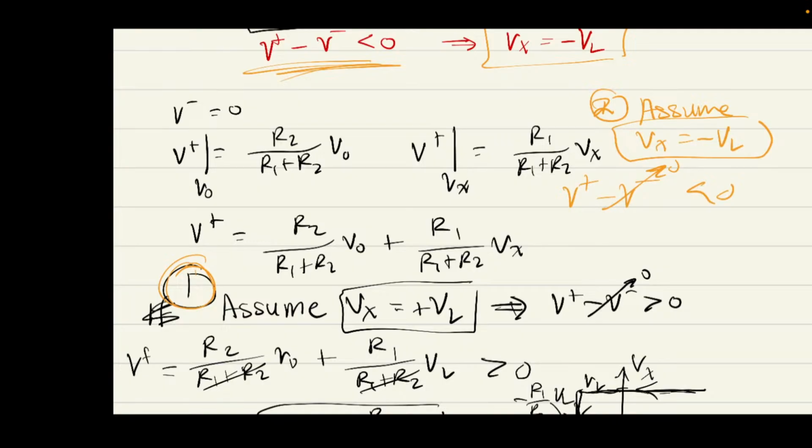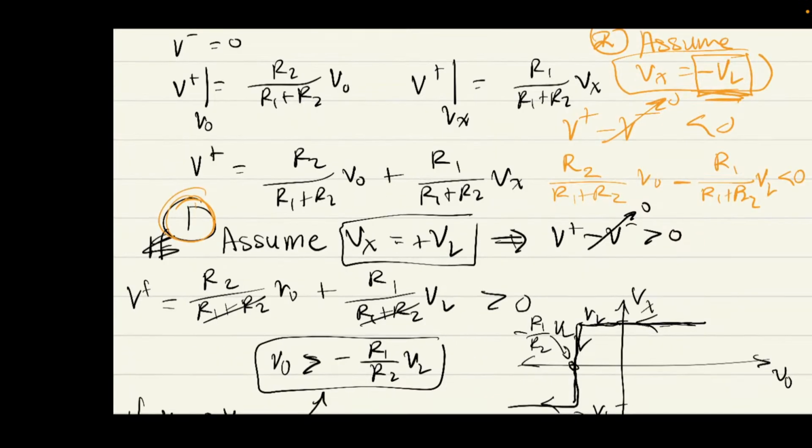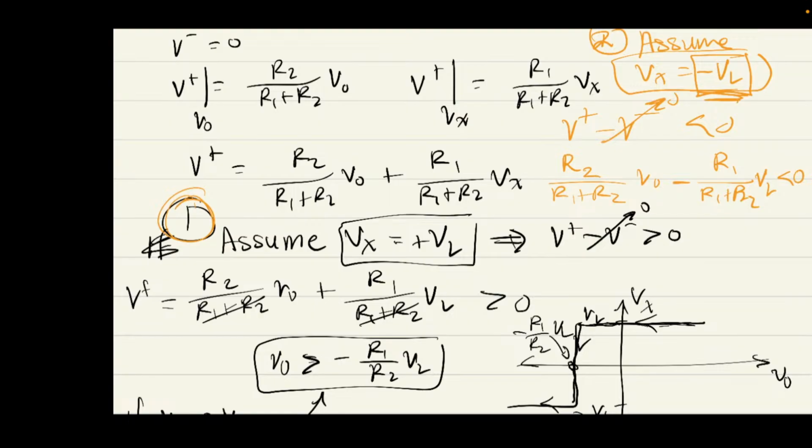Okay, so we do the same thing, substitute in V plus, which is R2 on R1 plus R2 times VO. And then we have the other one. Now, this one is meant to be times Vx, but Vx is now negative VL, right? So this is minus VL, and this is all less than 0. Okay, it's getting a bit cramped here, but is this okay with everyone?